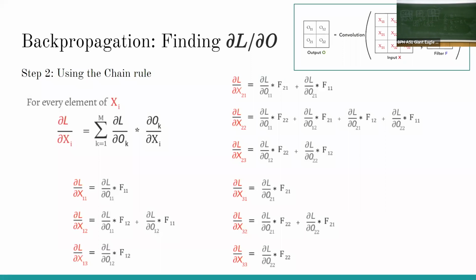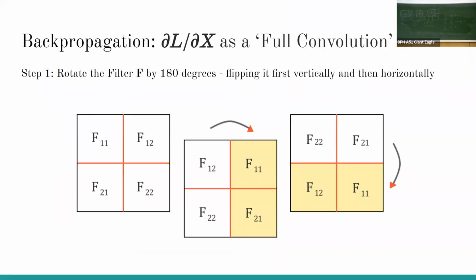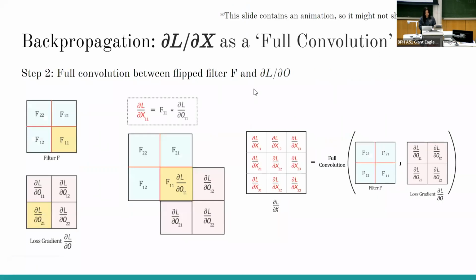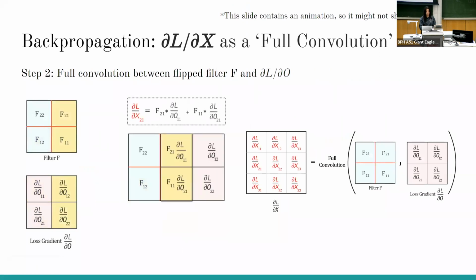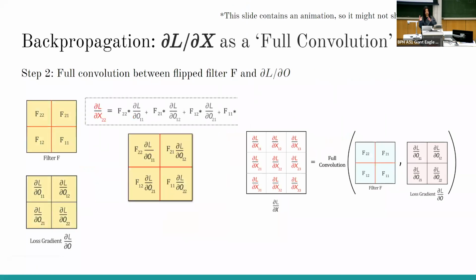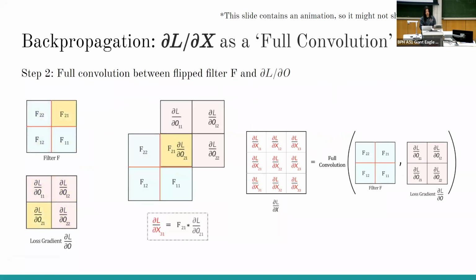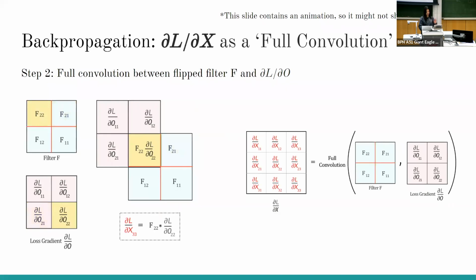So there you go. And now, believe it or not, even this can be represented as a convolution operation, because DL by DX can be represented as a full convolution between the 180-degree rotated filter F and the loss gradient DL by DO. First, let us rotate the filter F by 180 degrees. This is done by flipping it first vertically and then horizontally. So we will have this nice looking filter here. Then if we perform a full convolution between the flipped filter F and DL by DO, by sliding one matrix over another from right to left, bottom to top, it generates the values of DL by DX, just like how we discussed on the board just now.